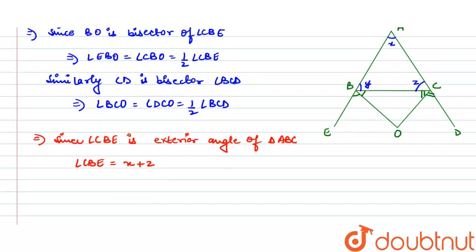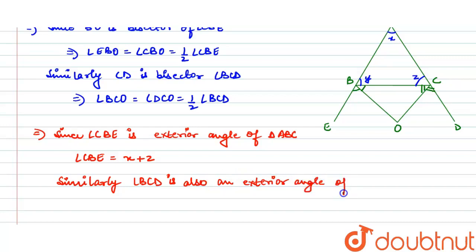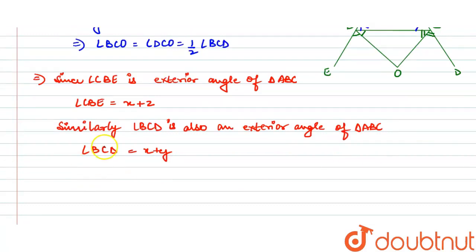So this is here. And similarly we have BCD, which is also an exterior angle of triangle ABC. Now the angles opposite to angle BCD, that is Z, are X and Y. So angle BCD will be equal to X plus Y. This is a property of a triangle: an exterior angle is equal to the sum of the opposite interior angles. So this is what we have.